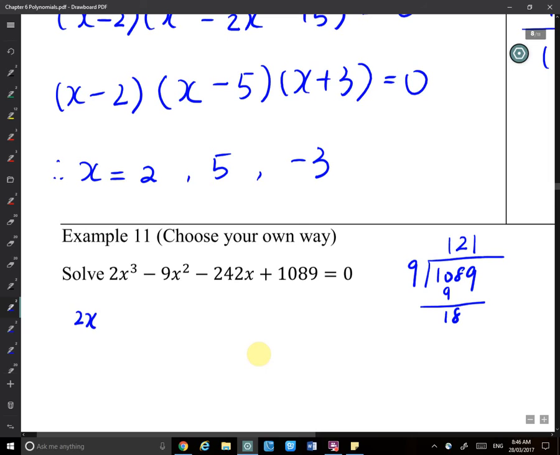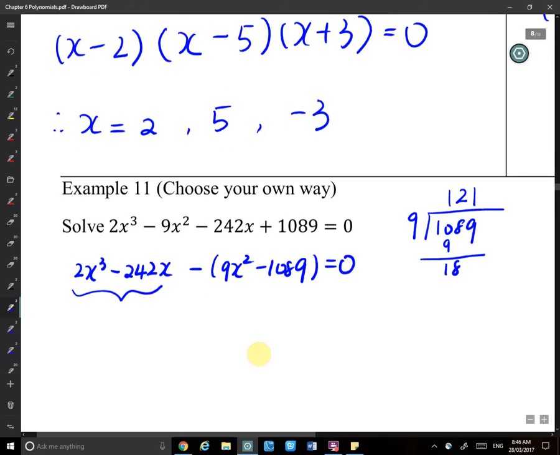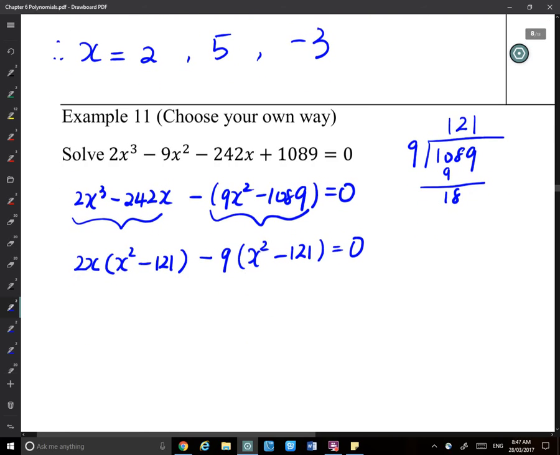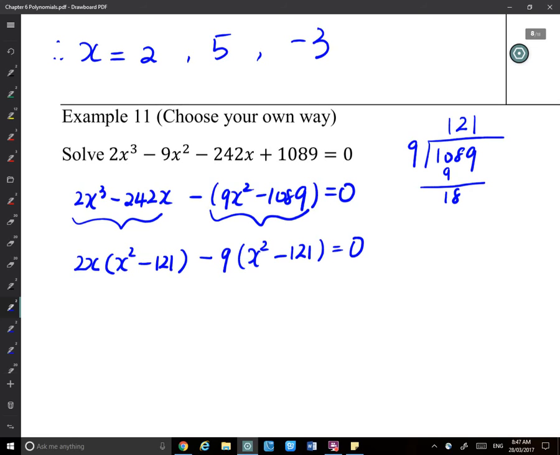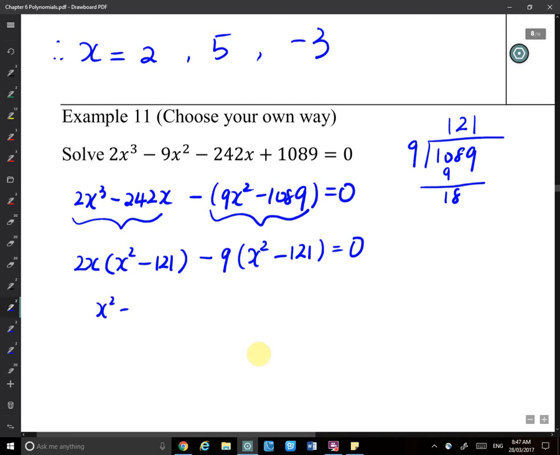So if I can do those 2 together, minus bracket 9x squared minus 1089 equals to 0. Those 2 and those 2. I have 2x for this one, and I have x squared minus 121. Okay, I can take a 9 here, and it's x squared minus 121 equals to 0. Can you see we can use the grouping because I create 2 same terms. That's the common factor, and I can have 2x minus 9 equals to 0.